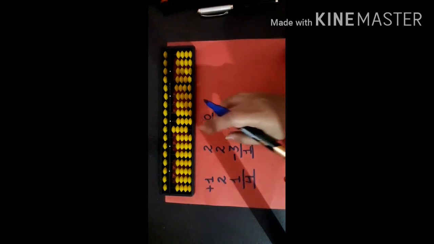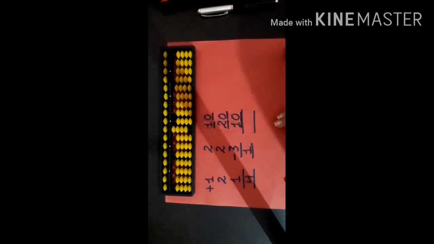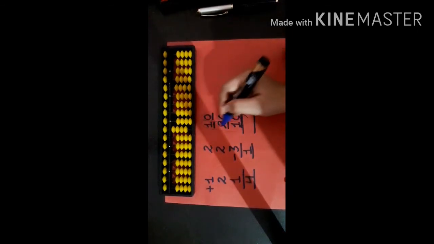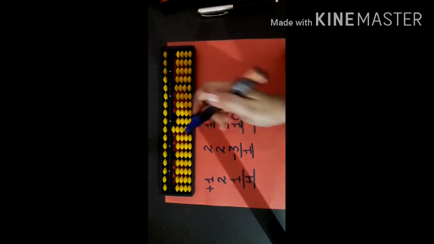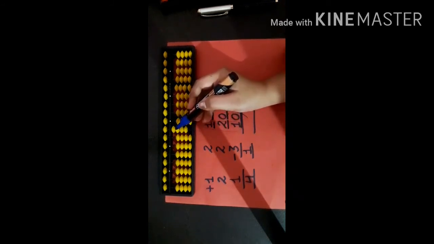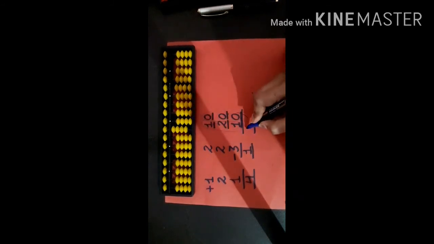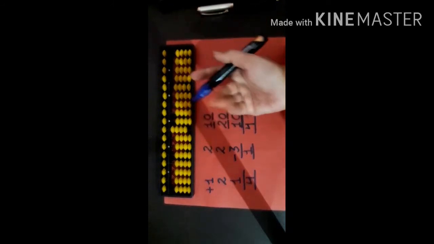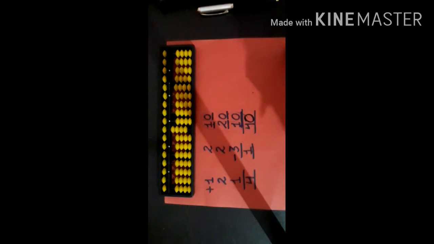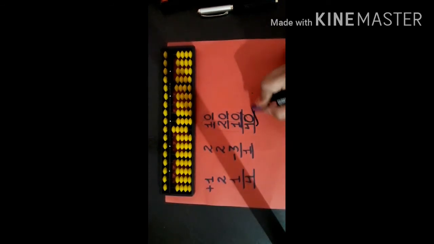See, you have to count both the rods, because you are doing the sum in both the rods. आप दोनों rods में sum कर रहे हैं. So आपको दोनों rods को count करना है. See, 1, 2, 3, 4. So 4 is there. Nothing is there. Up means 0. So answer is 40.